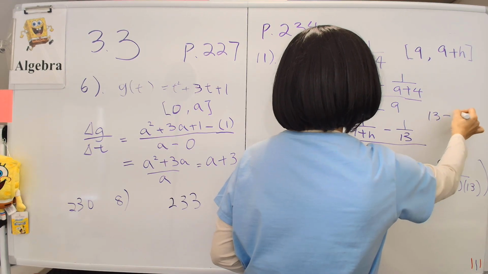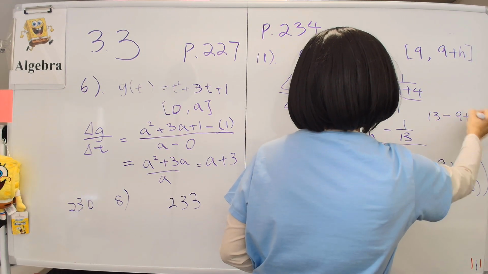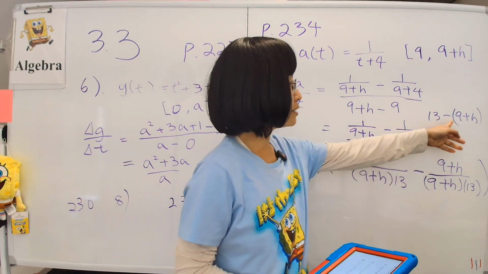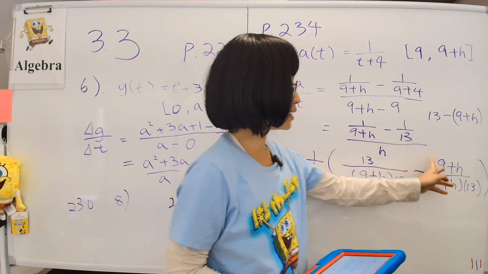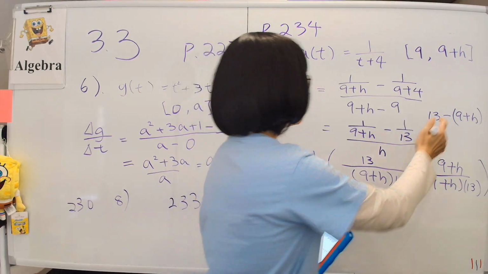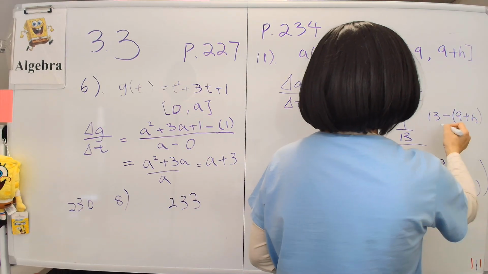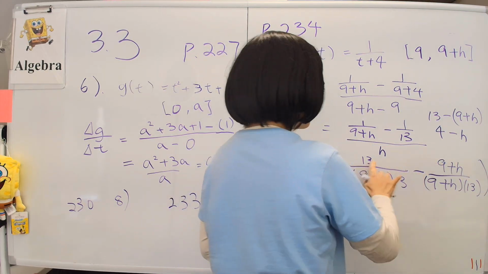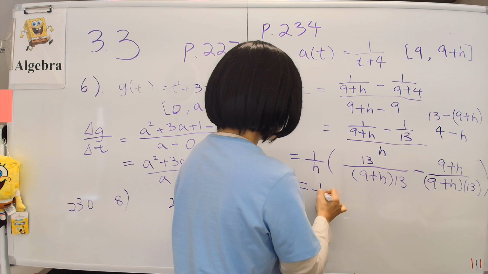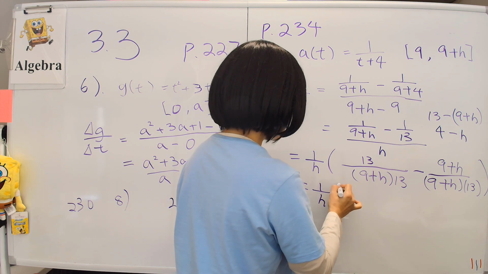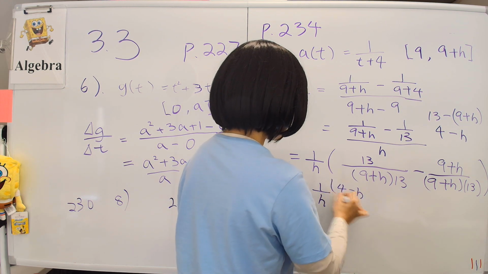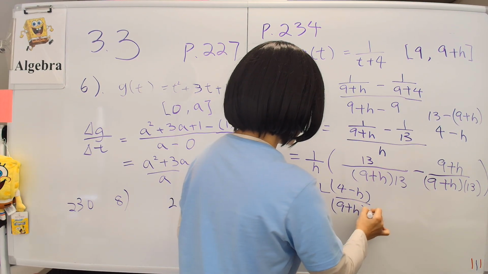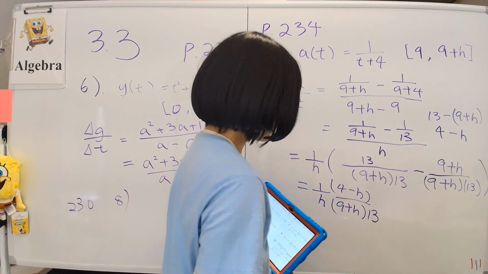I'll write it here, 13 minus 9 plus h, and notice that 9 plus h is in parentheses. Even though I don't have it right here, in reality it's in parentheses because I was subtracting by this whole chunk, okay? And that is equal to 4 minus h. That is the entire numerator. So this becomes 1 over h times 4 minus h, and then 9 plus h times 13, and that seems to be about it.